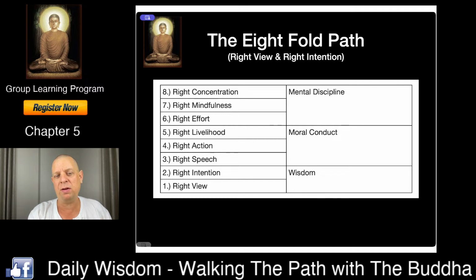And while I taught right view very thoroughly last week, this week I'm just going to kind of refresh you a little bit and then move right into right intention, right speech, right action, right livelihood, right effort, right mindfulness, and right concentration. This Eightfold Path is organized into 3 sections. There's the wisdom section, the moral conduct section, and the mental discipline section. And you'll see why it's laid out that way, because you're going to need to practice all 8 factors in order to get to enlightenment.